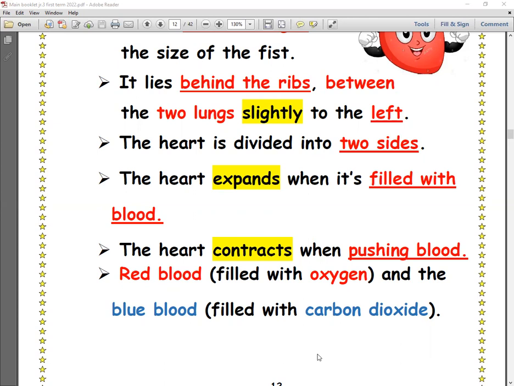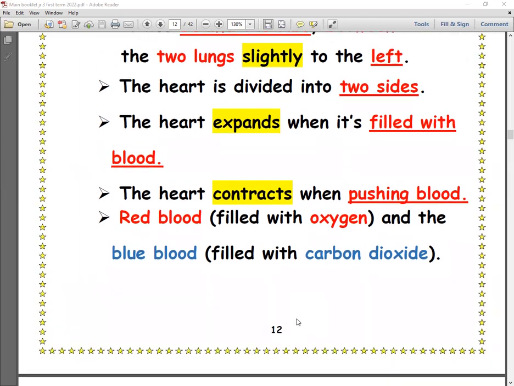That means Junior 3, we have red blood and blue blood inside our body. In reality, no, we don't have red blood and blue blood, but we give these colors to differentiate between oxygenated blood and deoxygenated blood only. We don't have blue blood inside our body. Okay, Junior 3.